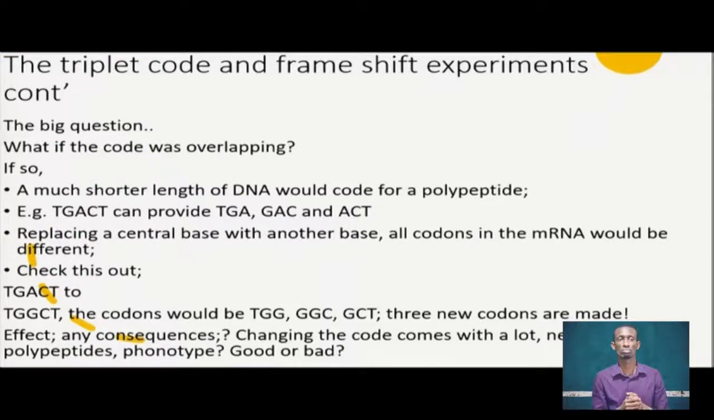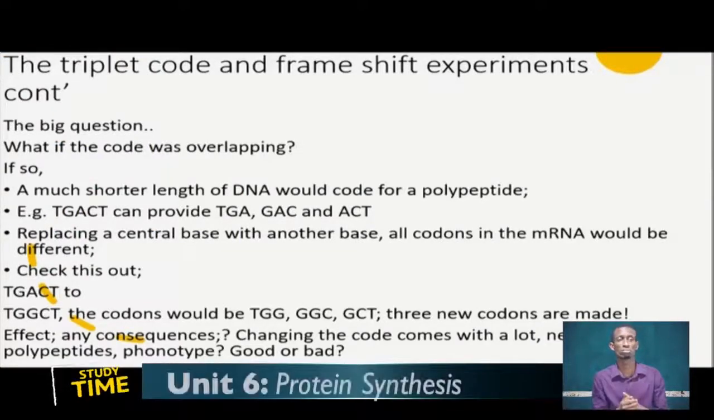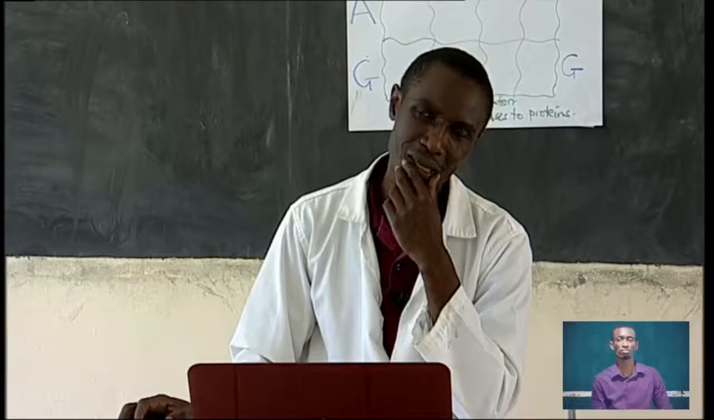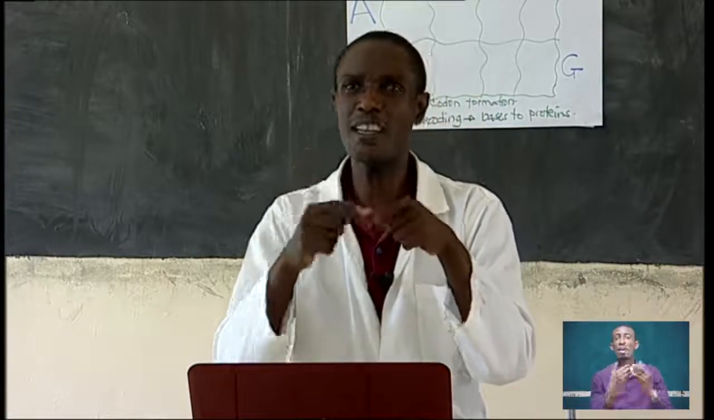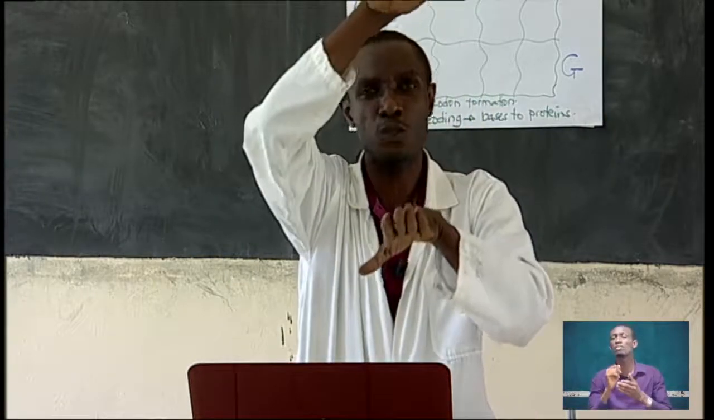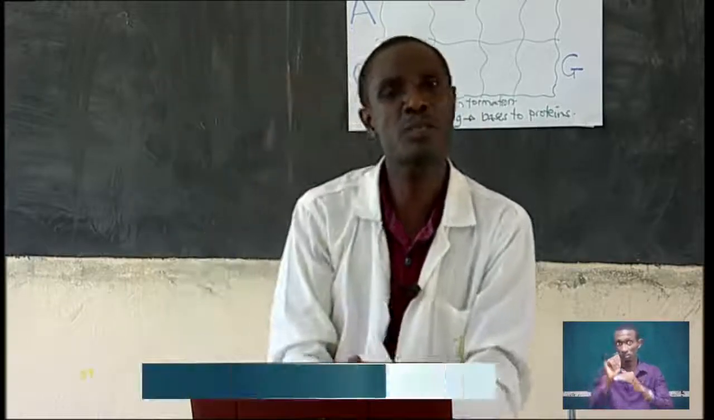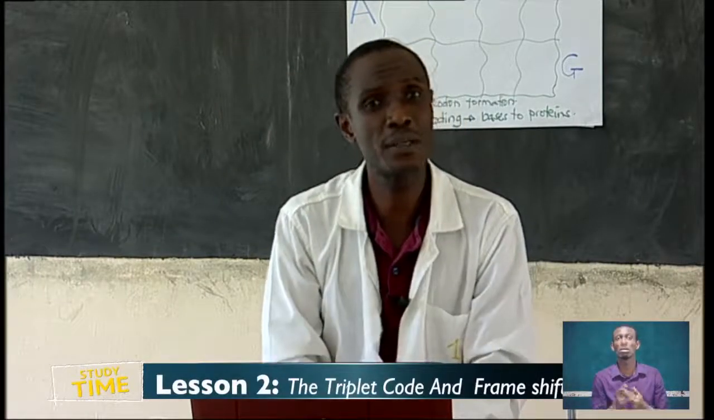we get stuck with the very biggest question we have ever come across. What if the code was in position to overlap? Think about it. What if we had TAG, and then we also have the G on top of T, and then so you have G, then T, then A, and then the triplet is over? What would exactly happen?